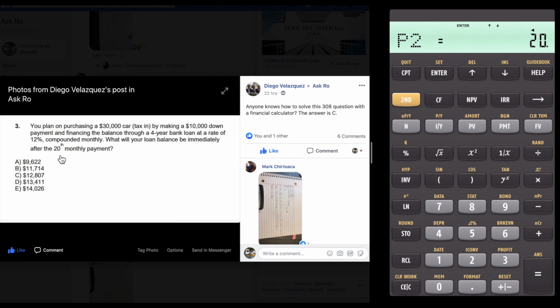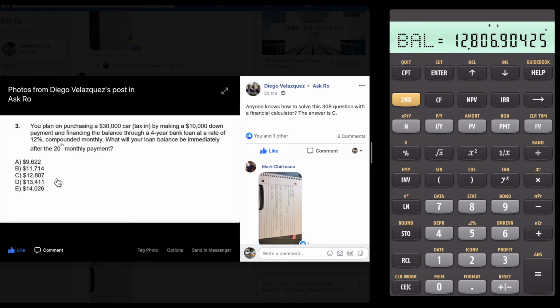At this point, if I hit the down arrow one more time, notice how it's going to show me the balance of my loan immediately after making the 20th monthly payment. So I'm getting an answer of 12,806.9. If you round that to the closest dollar, it will be 12,807. So I believe the correct answer here is going to be C.